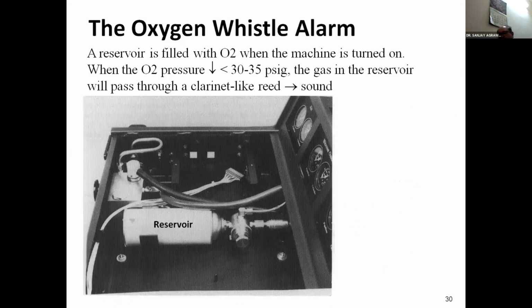Another important thing present is the oxygen whistle alarm, which initially used to get activated when the oxygen pressure fell below 30 to 35 psi. Initially it was known as Ritchie's whistle and depended on the pressure. Now there are more LED devices present in the workstations, where they maintain the oxygen concentration and get activated.